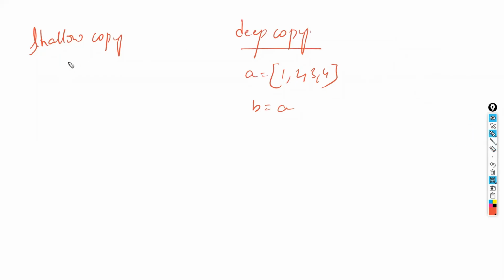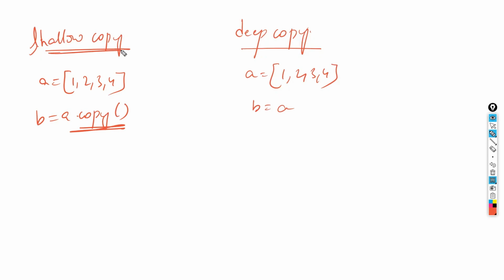If it is creating a new, separate copy, that is a is equal to 1, 2, 3, 4 and b is equal to a dot copy. If you write the dot copy, this dot copy comes under shallow copy. Shallow means shadow.